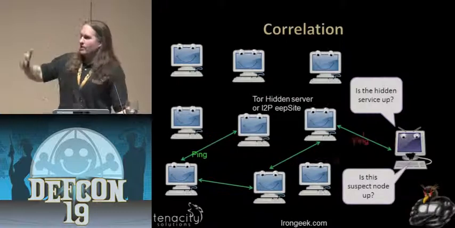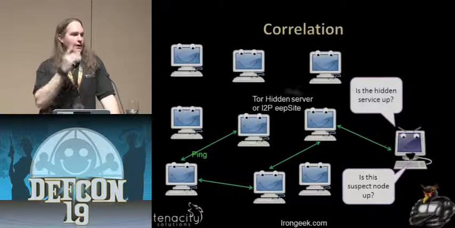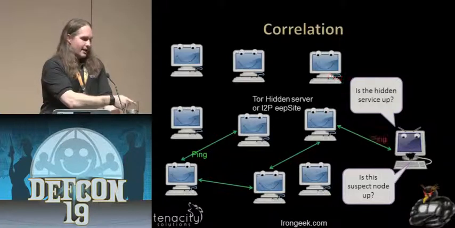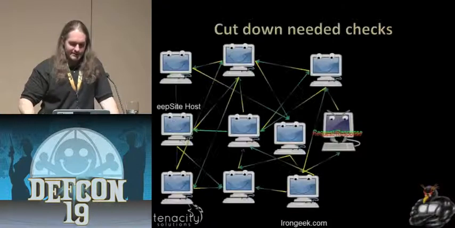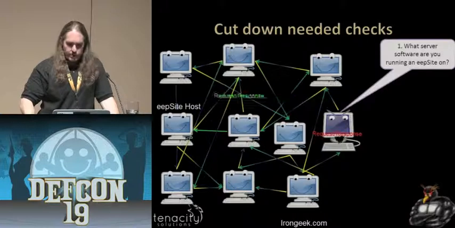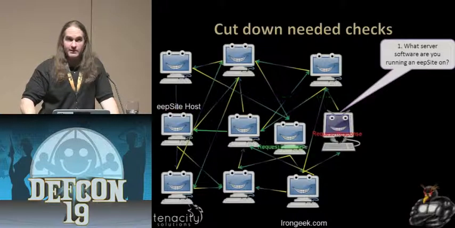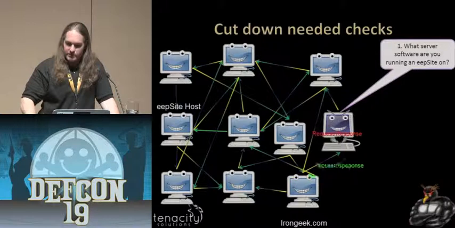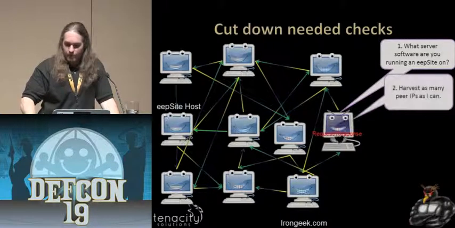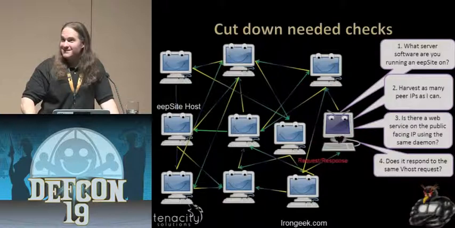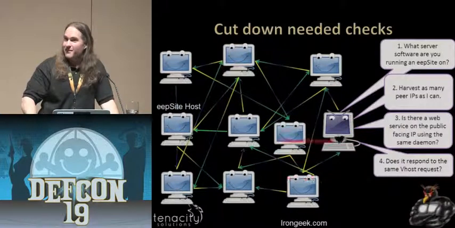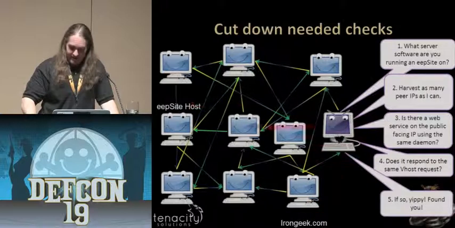And if you do that profiling over a long enough period, you may eventually be able to figure out, okay, this particular hidden service or eepsite is down at the same time this particular IP address is down, and be able to correlate that those two are possibly the same. You can also do various things to cut down the number of checks. What service software is running on the eepsite? I mentioned that somewhat before. You can harvest as many IPs as possible. Is the web server on the public-facing IP running the same daemon? You can make a vhost request and see if you can get the eepsite from the public-facing IP address. And if so, yippee, you've found what box that is.